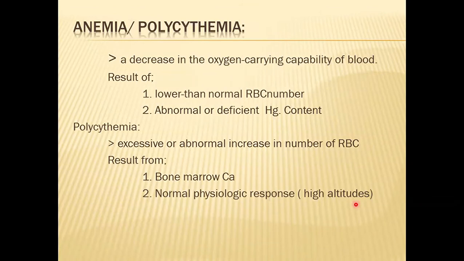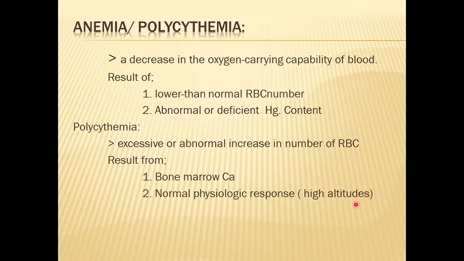While polycythemia is the opposite, an excessive amount of or abnormal increase in the number of RBC, and it results from bone marrow cancers or a normal physiologic response to high altitude. If you are from Nepal, living in the high mountains of Nepal or Everest, people in those areas are oftentimes polycythemic. It's a physiologic response to living at high altitude because of the lower oxygenation at that height.